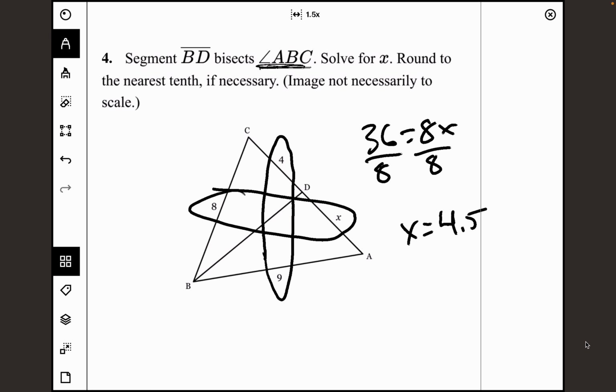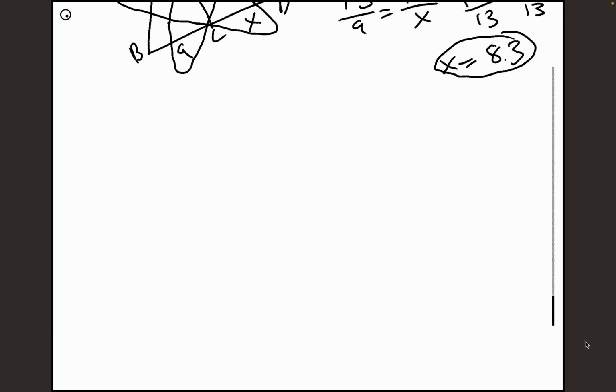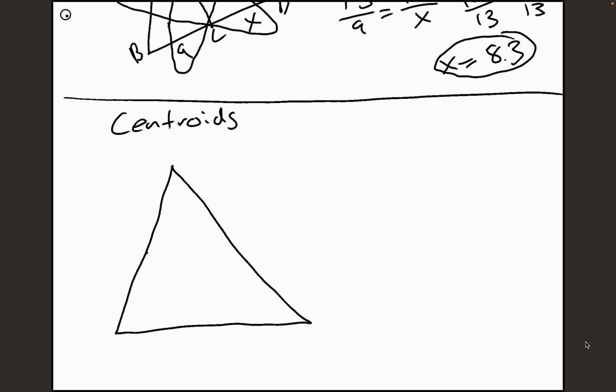Then let's talk about centroids. There's going to be a lot that happens with centroids, so make sure we're paying attention here. When we are talking about centroids, it's going to look something like this. They're all supposed to be straight lines, but obviously that didn't work out. The centroid is going to be the very point in the middle. This triangle has 3 medians.